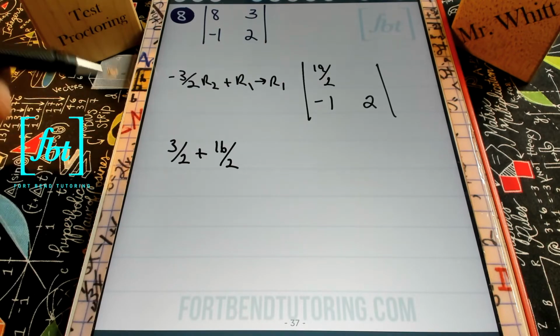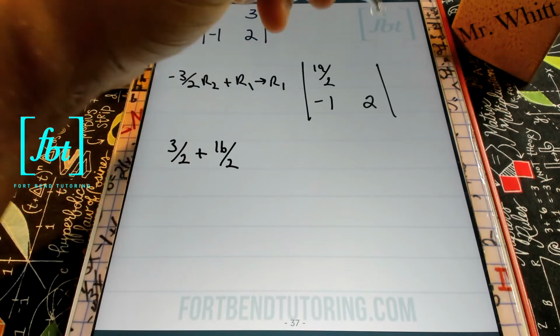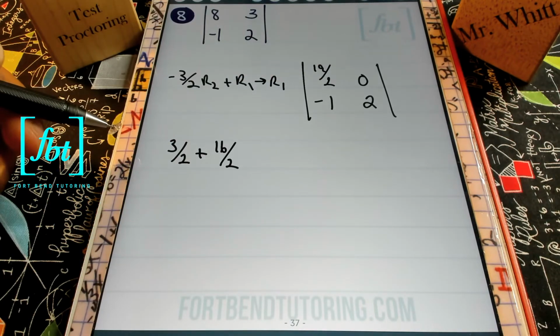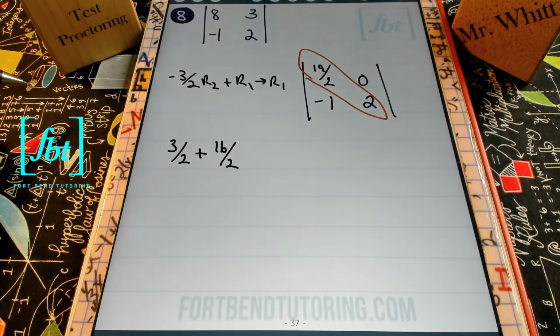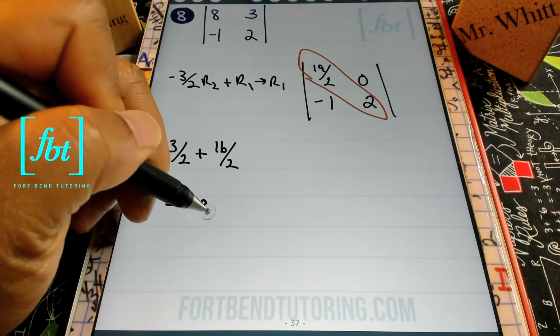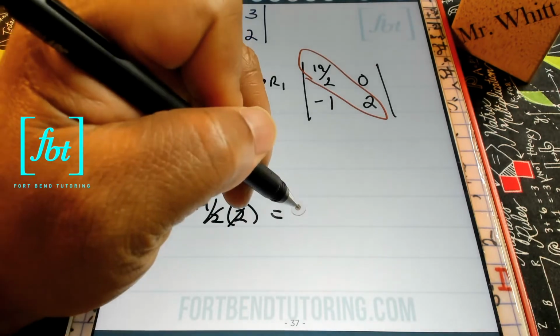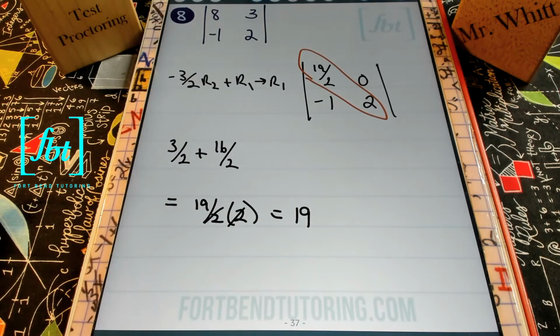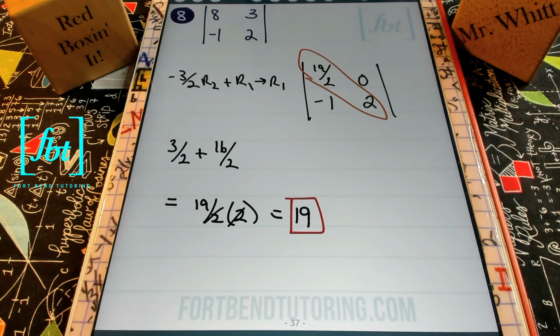Then I'm going to be multiplying negative 3/2 times 2 to give me negative 3. And then negative 3 plus 3 is 0. So we now have a triangular matrix with our main diagonal containing the values 19 halves and 2. Therefore, our determinant is going to be the product of 19 halves times 2. Well, in this case, your 2's will cancel out, and your answer is 19. Red box it, people. Just like that. That does it for problem number 8.